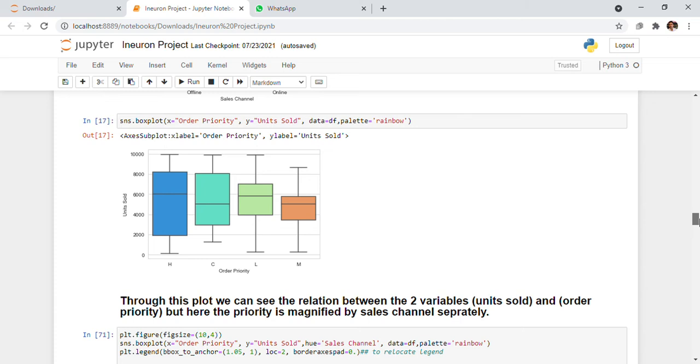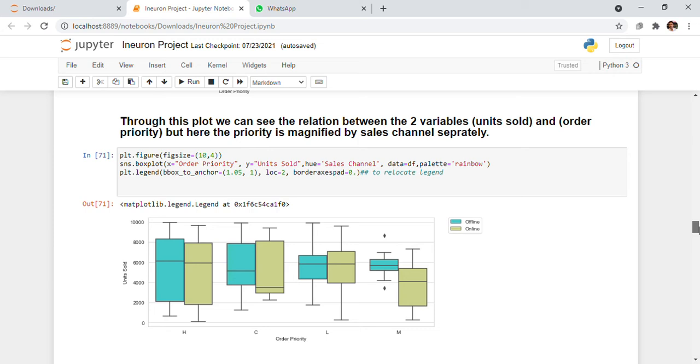Here is the box plot. A box plot is also a type of bar plot, but here the graphical representation is a little bit different from the bar plot. So this also deals with two variables, one on the x-axis and the second on the y-axis. Here the x-axis contains order priority and the y-axis contains units sold, the data frame is df, and the palette I have used here is rainbow. You can also use magma, coolwarm, etc. You can search on Google also. So this is also a kind of box plot.